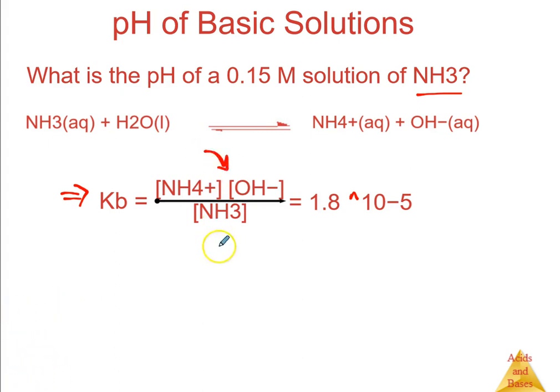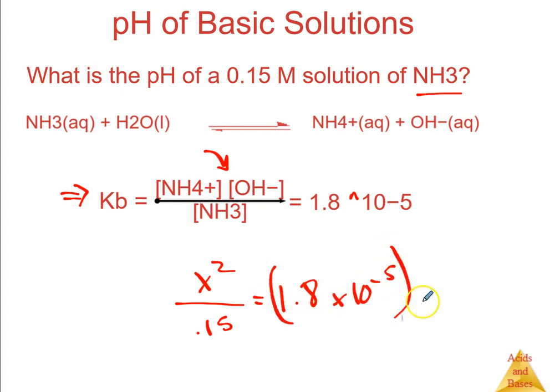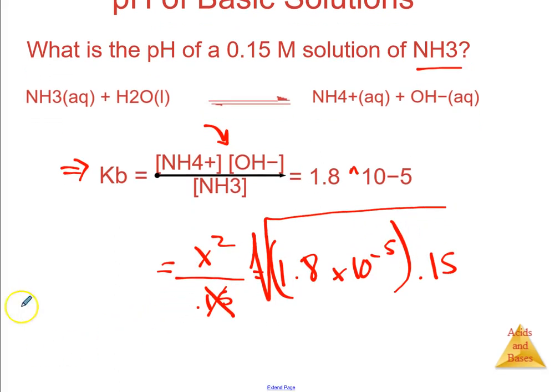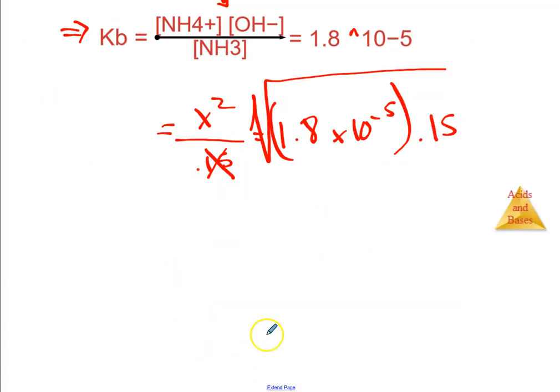So it's x squared over my initial concentration, 0.15, equals my Kb, 1.8 times 10 to the negative fifth. So I multiply both sides by 0.15, and that makes that disappear. Then I take the square root of this. When I do all that, I get my x value. And remember, x isn't the answer, but it's going to help find the answer. So what do we end up with for x?